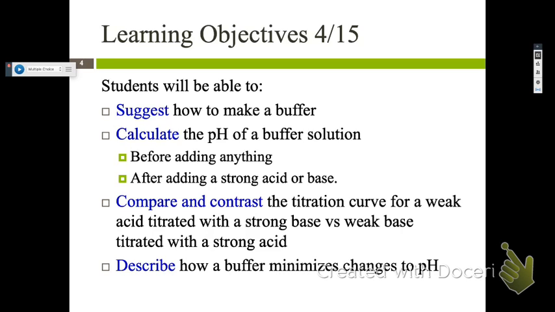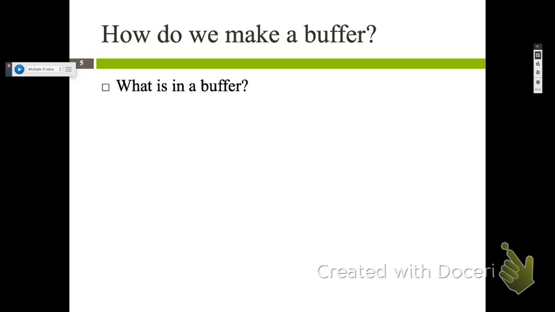And along the way, I want you really to be able to describe how a buffer works, what it is that it actually does that results in the outcome of what you guys know. So, let's start with this set of questions. Question number 3, what makes up a buffer? What's in a buffer? Question number 3?